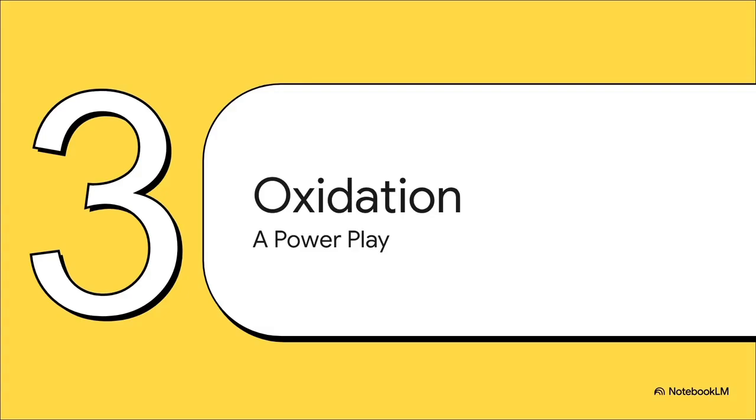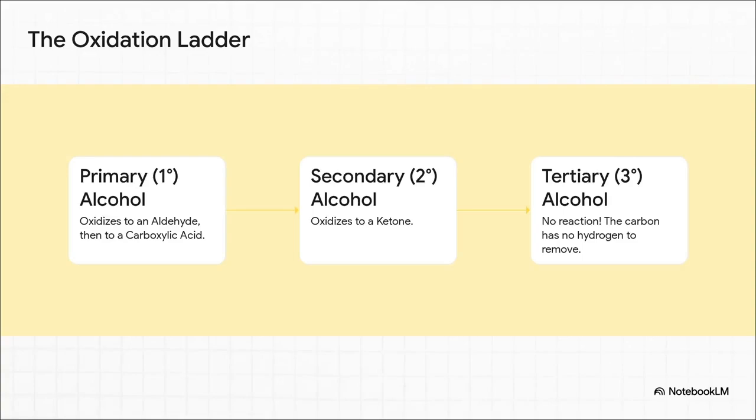Okay, now it's time for one of the most important reactions in an alcohol's playbook, oxidation. This is a true power play in chemistry that completely changes the identity and the function of the molecule. So what happens when you oxidize an alcohol depends entirely on its structure. A primary alcohol, which has 2 hydrogens on its main carbon, can be oxidized first to an aldehyde, and then, if you push it, all the way up to a carboxylic acid.